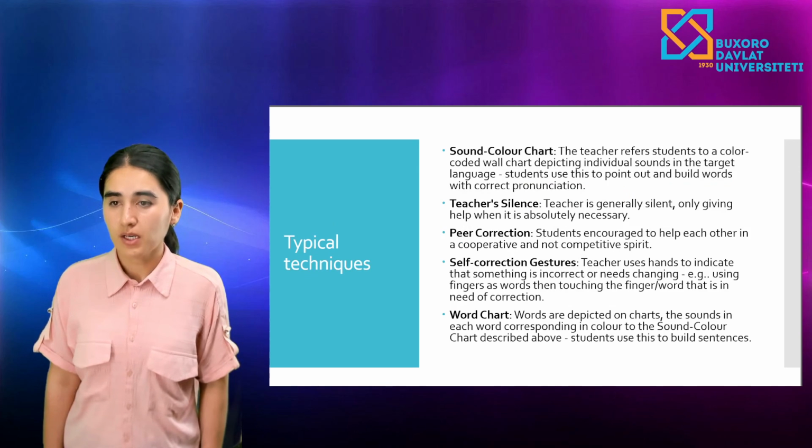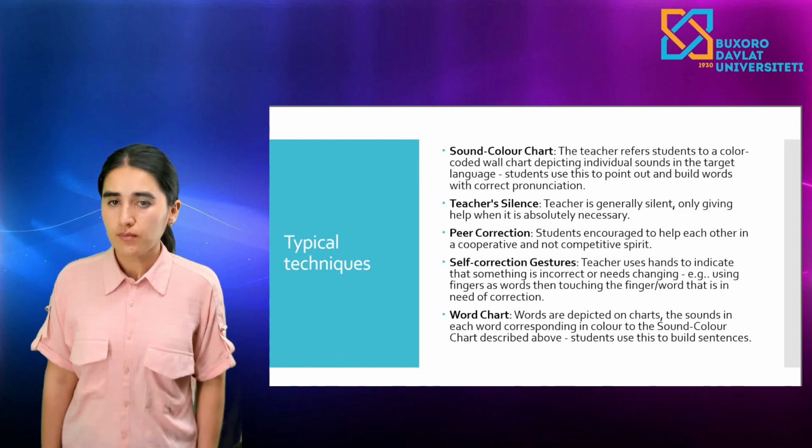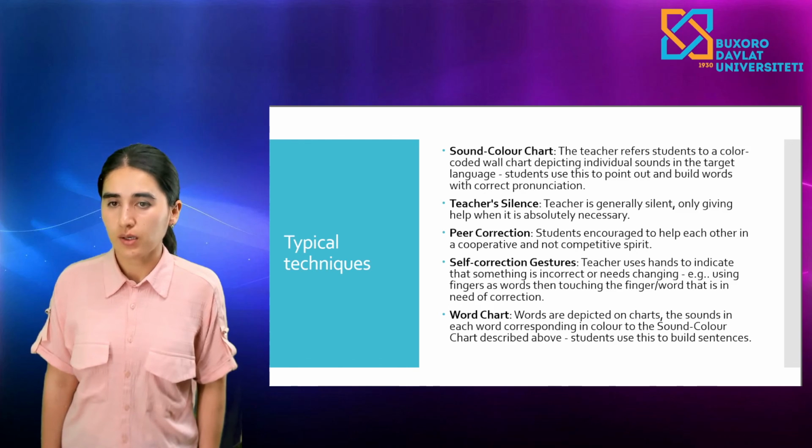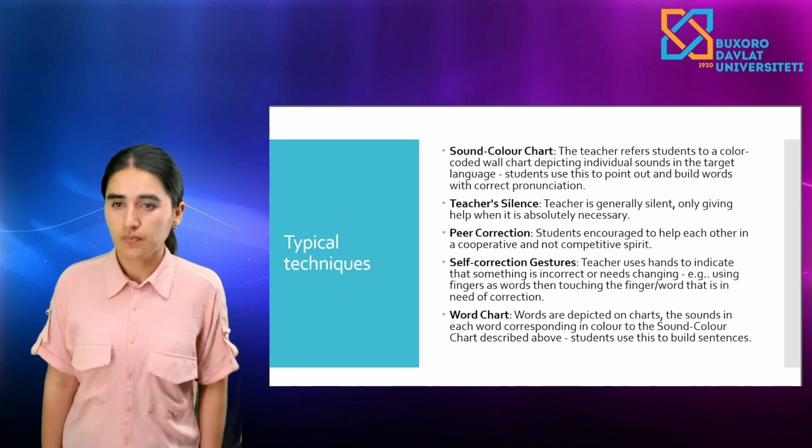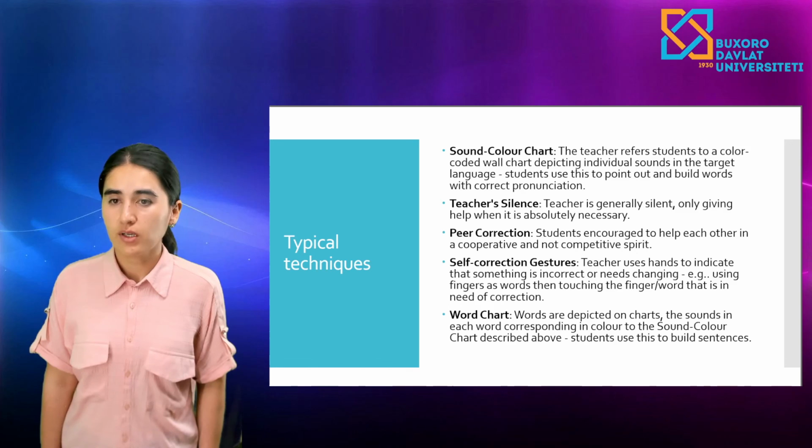And there are some typical techniques that belong to this method. The first one is the sound color chart. The teacher refers students to a color-coded wall chart depicting individual sounds in the target language. Students use this to point out and build words with correct pronunciation. The next is the teacher's silence. The teacher is generally silent, only giving help when it's absolutely necessary.